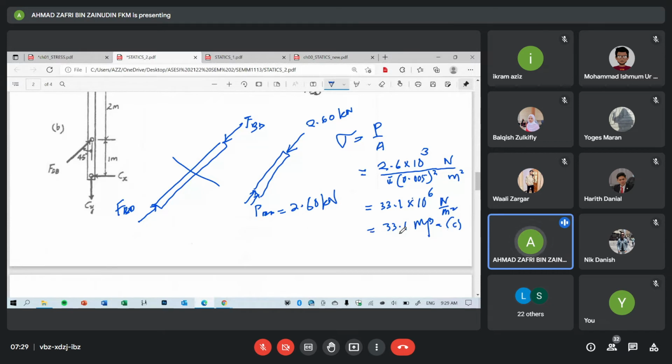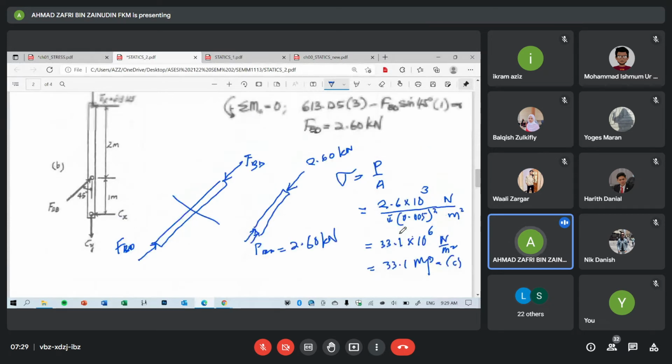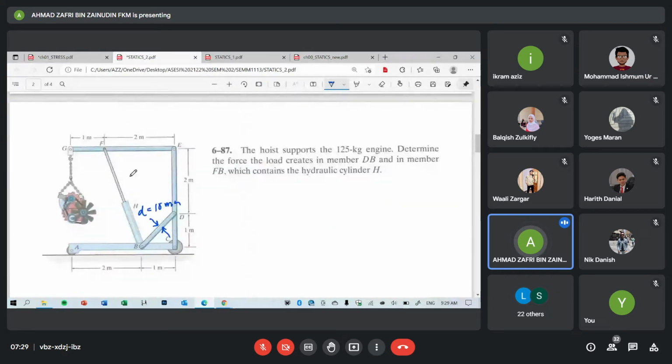And then how do we determine the normal stress in FB? We can also use P over A for FB, because FB is under axial force. Different dimension, right? Here different cross section, different size. So based on this figure, what do you expect? The normal stress in section FH and section HB, which one is higher? Which one do you think is higher stress?